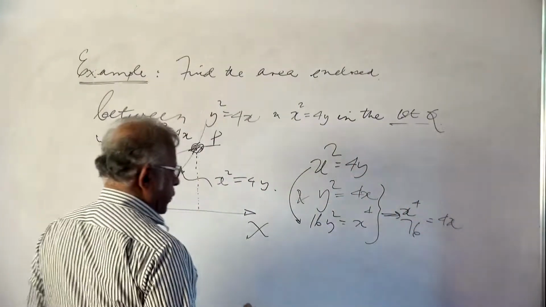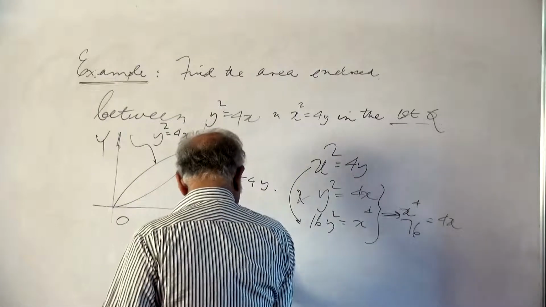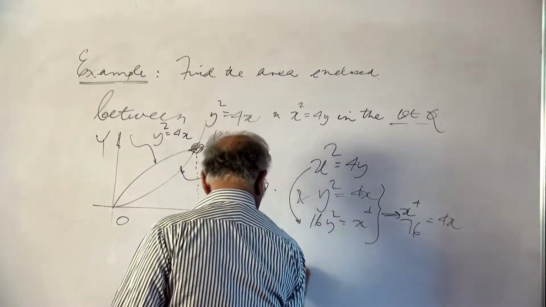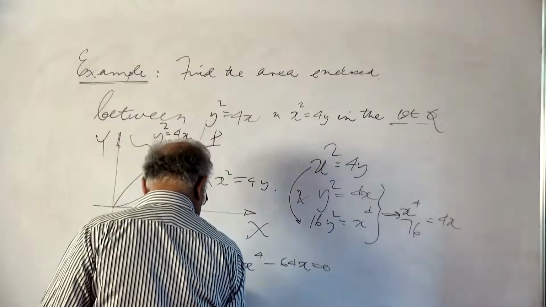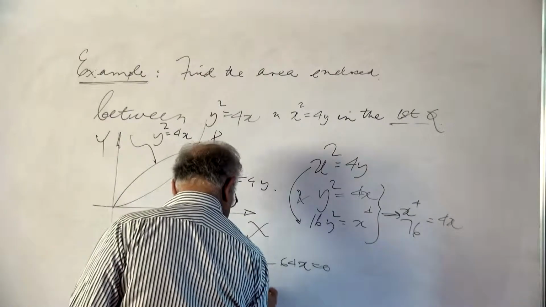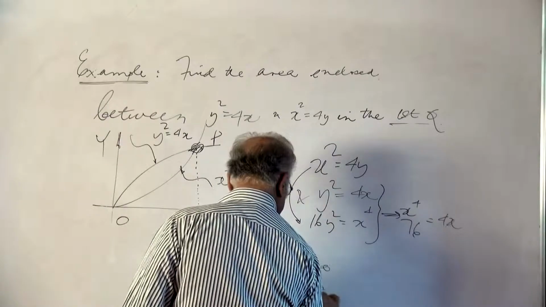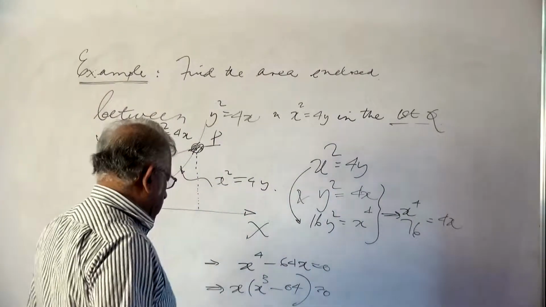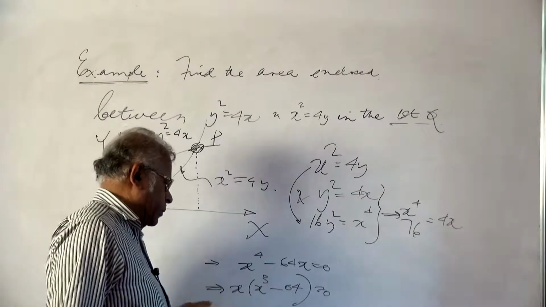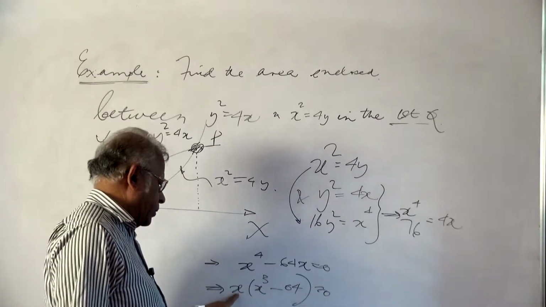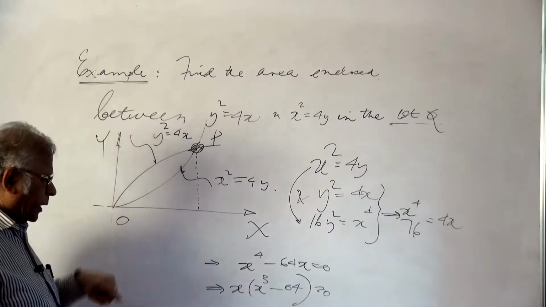x⁴ by 16 is equal to 4x, then this implies x to the power of 4 minus 64x is 0, which implies that x into (x cubed minus 64) is equal to 0. Now this is interesting. One value of x that will make the right hand side 0 is x equal to 0, and that is reflective of this point of intersection.